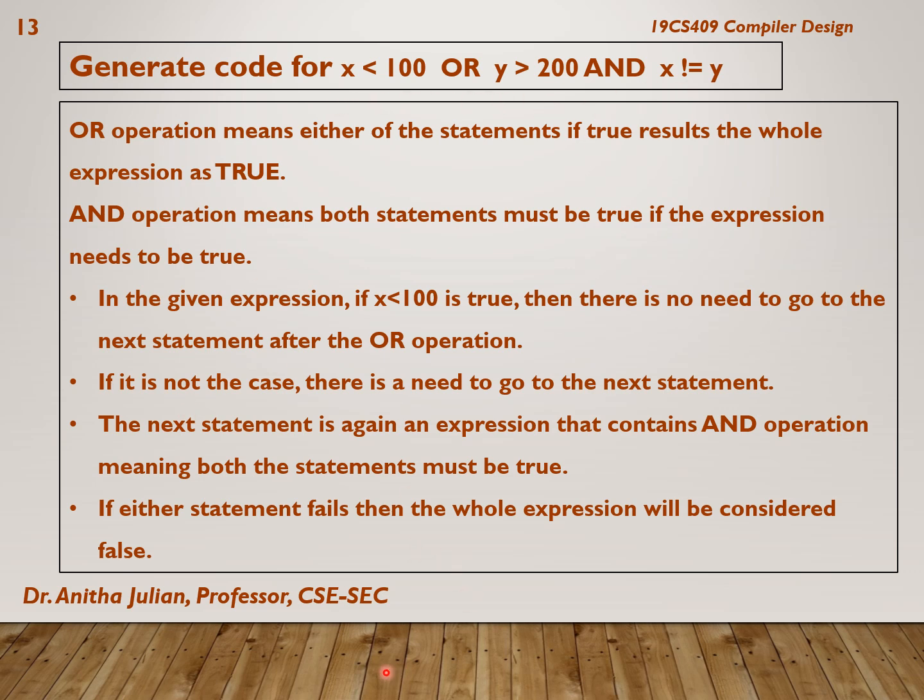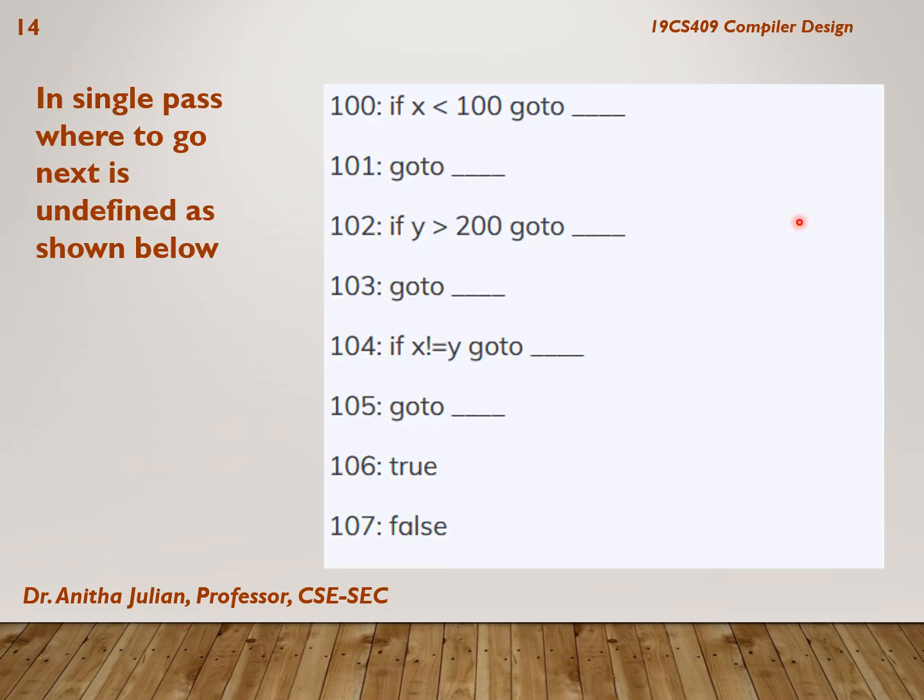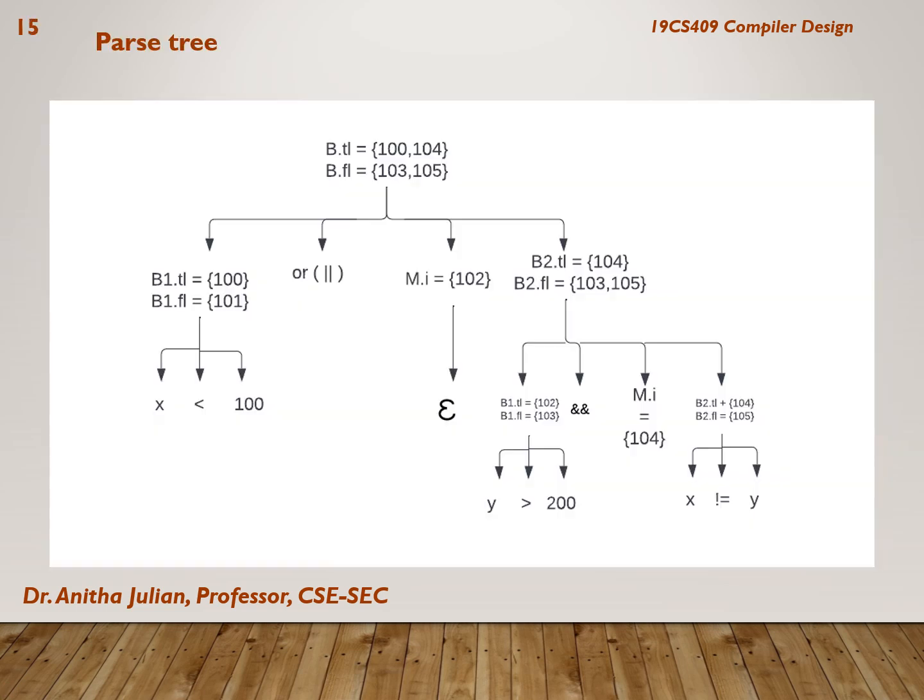So that is how the condition is. I'm simply writing the single pass. If I'm going to do it, how am I going to do it? That's what I've written here. So if the condition is true, I don't know where to go, so like that I'm writing for everything. Okay, and then we will try to solve it by using the backpatching method.